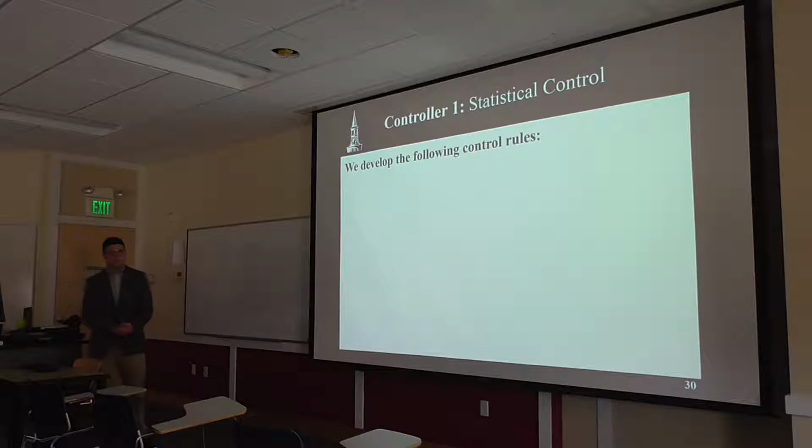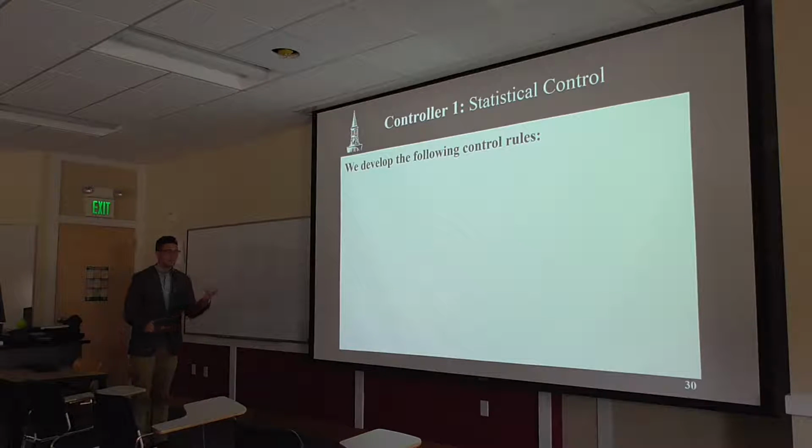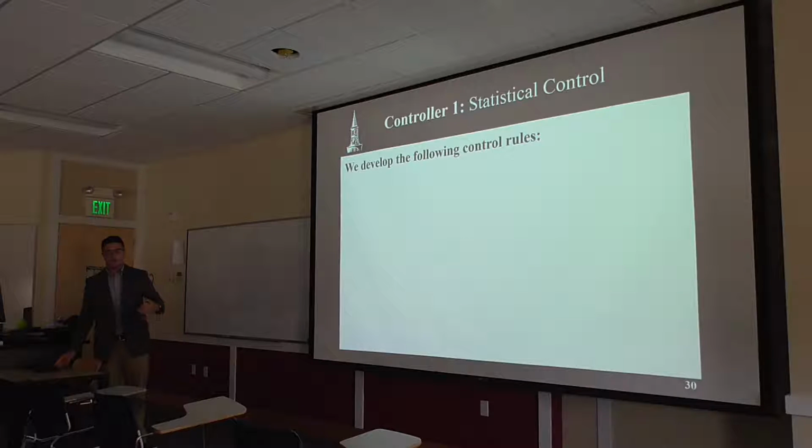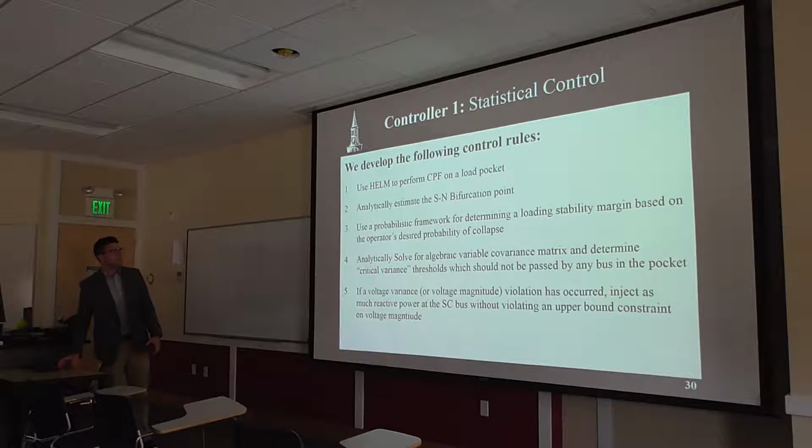So now that we've developed this covariance matrix analytical solver, we've developed HELM, and we've developed this probabilistic framework for determining how to gauge or protect against voltage collapse, we put these together into a controller, which I'll call the statistical controller.